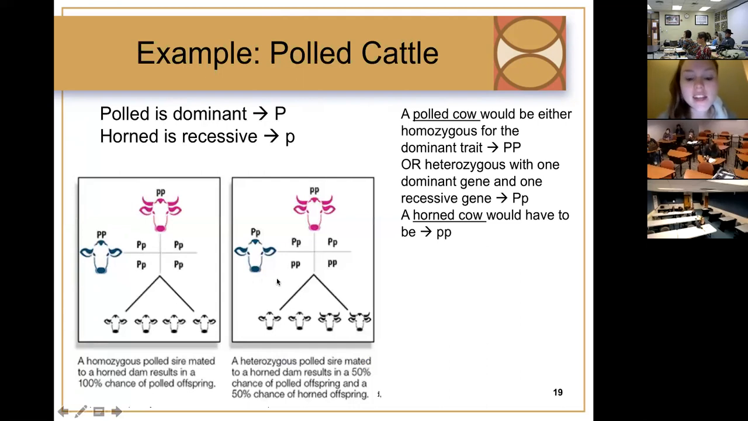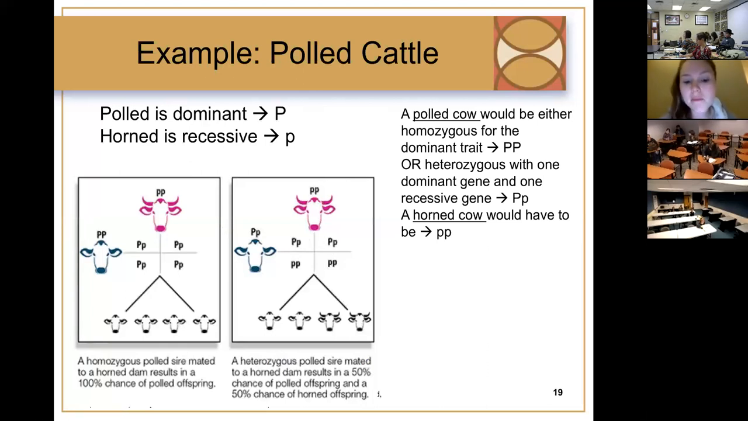So in this next example, we have a heterozygous polled sire mated to a horned dam. When you do that Punnett square and carry those across, you get a little bit of a different outcome. You have 50% that are going to be heterozygous, and then what are these at the bottom? Are they hetero or homo? Homozygous, right, because there's two little p, they're the same.